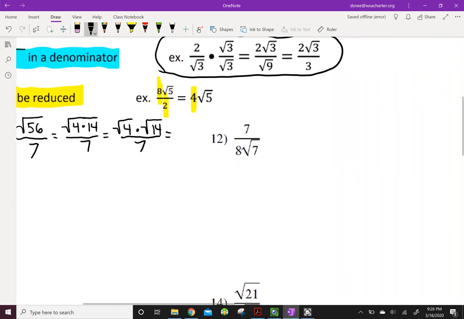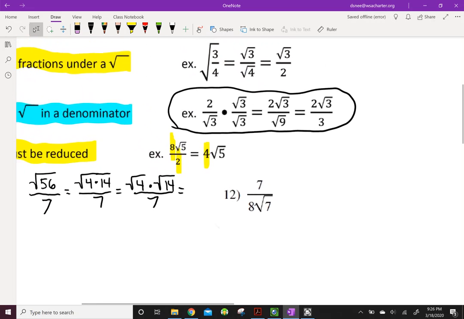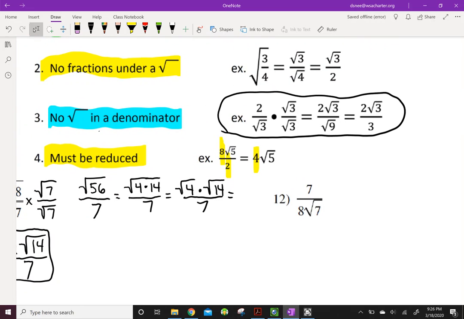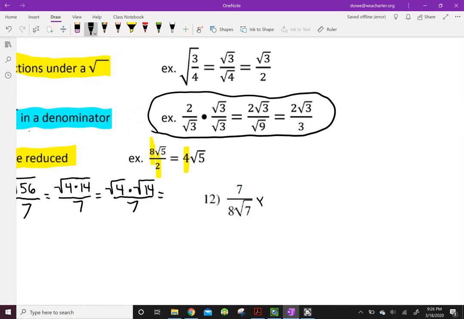Okay. Now we're going to go on to number 12. Number 12 has a radical symbol in the denominator. It says no radical in the denominator, so I'm going to multiply. I'm going to multiply just like I did. And that's going to give me 7 root 7, because I multiply the numbers that are outside, a 7 and a 1, 7 times 1 is 7 right there. And the numbers that are inside, there's only a square root of 7.